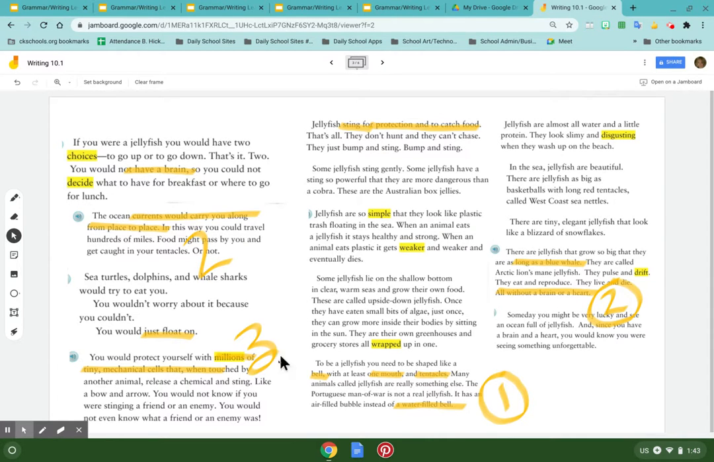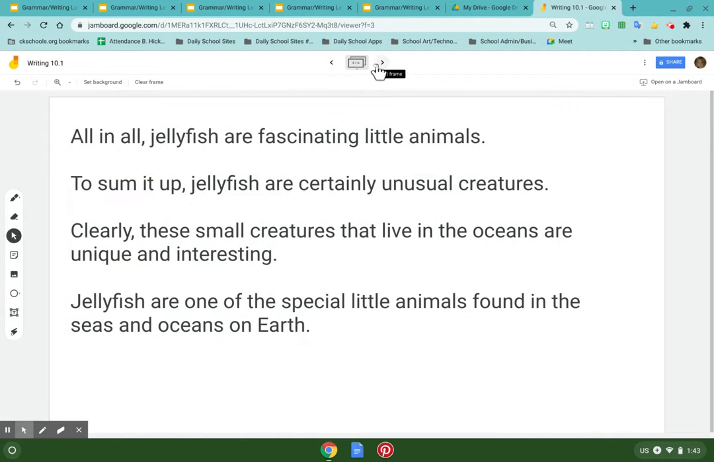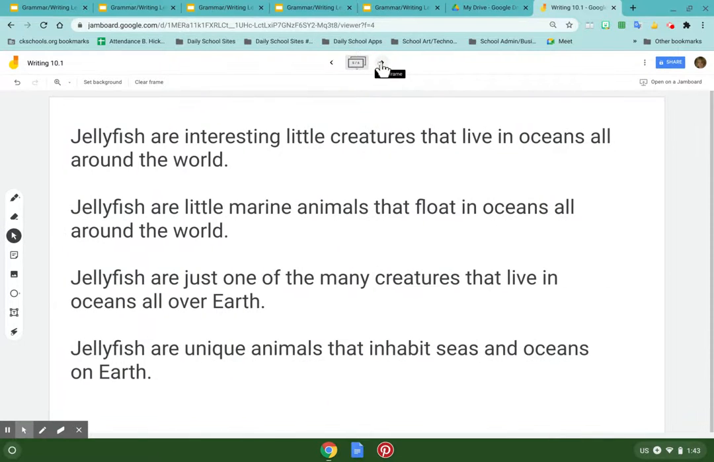Our first one was about what jellyfish look like. Our second one had to do with how they have no brain or heart, and it causes them not to be able to swim or make decisions. So they're carried with the currents along in the ocean. Then our third fact was the fact that they use tiny mechanical cells that when they're touched, they release a chemical and they sting. So then what we did was I gave you four topic sentences and you chose one.